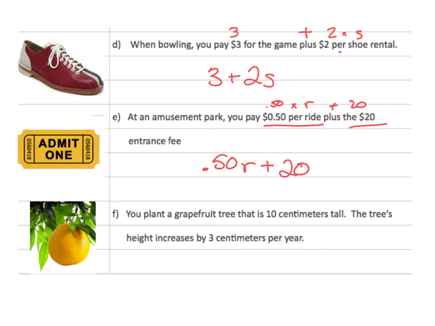Last one, you plant a grapefruit tree that is 10 centimeters tall. The tree's height increases, so that means we're going to add, so we use our 10 that we have up there, so 10 plus 3 centimeters per means we're going to multiply. Year, we don't know how many years, so we're going to use a y, so 10 plus 3y.